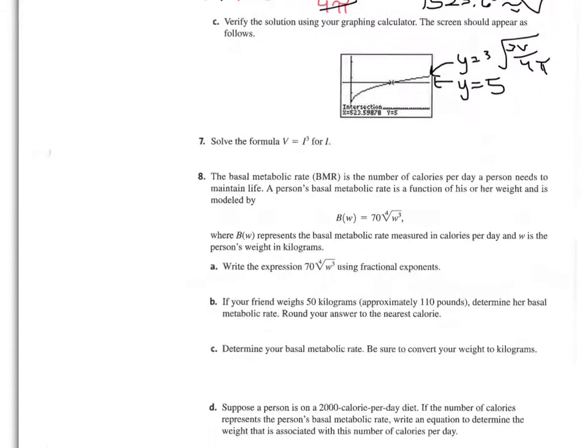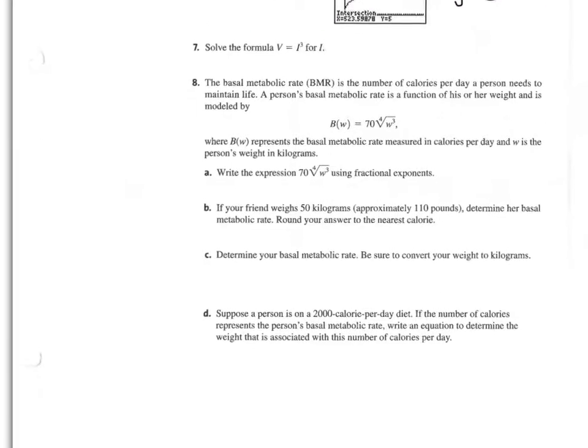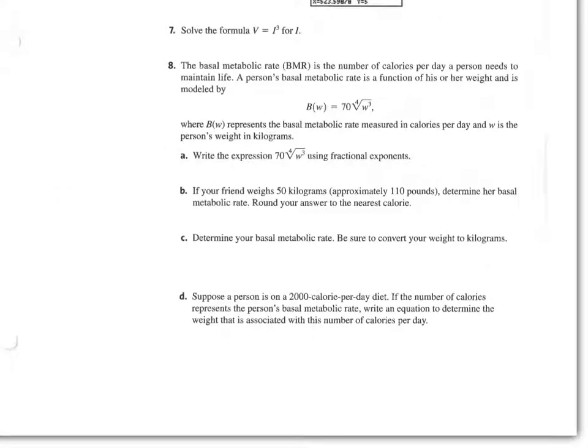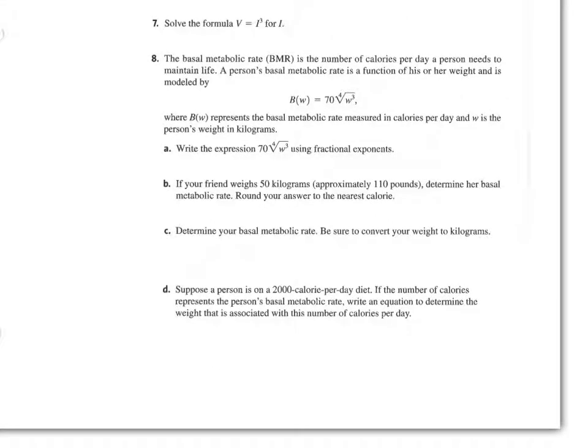Let's come down to this last one right here. We'll do a couple parts of this together. The basal metabolic rate is the number of calories per day a person needs to maintain life, and that's based on their weight. W is their weight, and B is their BMR.